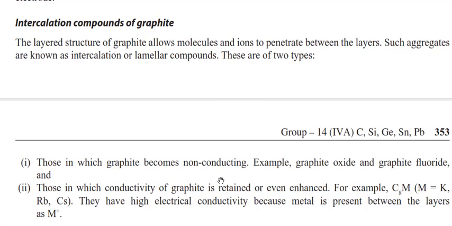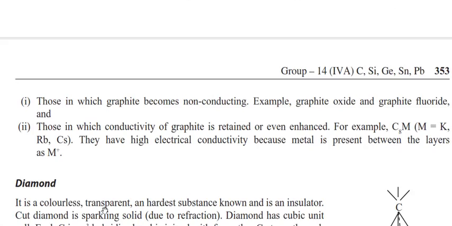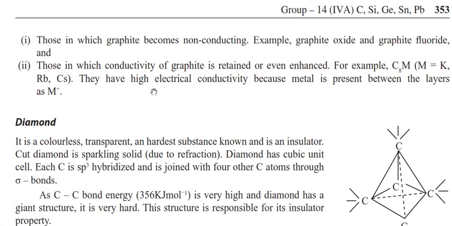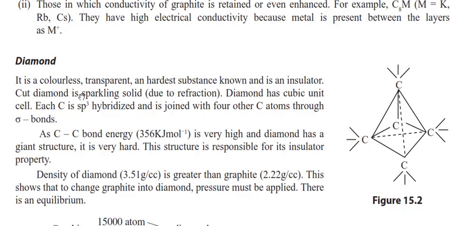In the first type, graphite becomes non-conducting, for example graphite oxide and graphite fluoride. In the second type, the conductivity of graphite is retained or even enhanced, for example C8M, where M is potassium, rubidium, or cesium. They have high electric conductivity because the metal is present between the layers, so you can make a conductor.